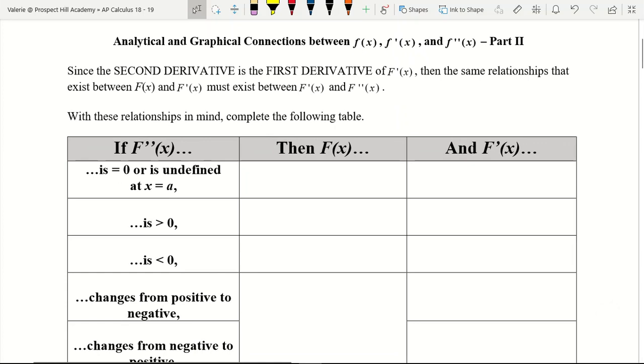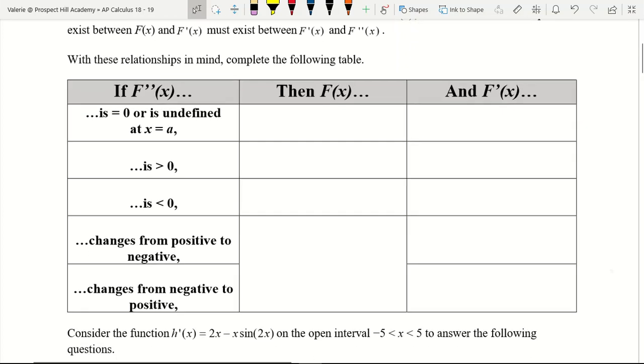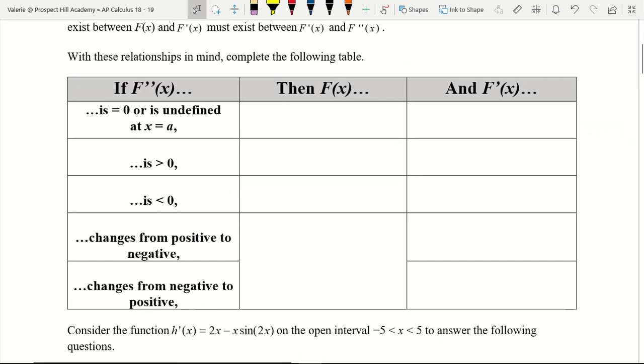Since the second derivative is the first derivative of f prime of x, the derivative of the derivative, the same relationship that exists between f of x and f prime of x must exist between f prime and f double prime of x. With these relationships in mind, we're going to complete the following table. If f double prime of x is equal to 0 or is undefined at x equals a, then f of x has a potential point of inflection.